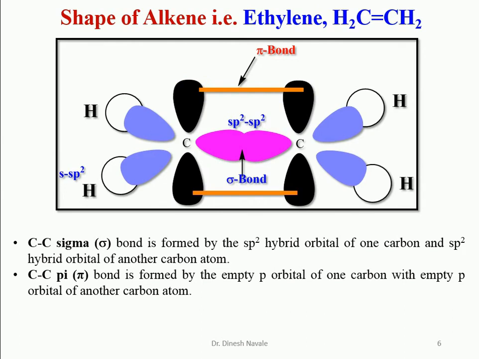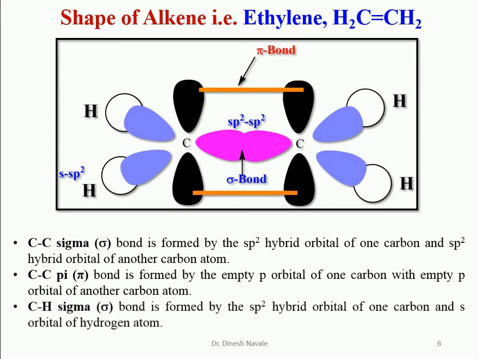So there is a formation of the pi bond by the empty p orbital of one carbon atom, as shown in black, and the empty p orbital of the other carbon atom. There is overlapping above the plane as well as overlapping below the plane, and this bond will be called the pi bond formation. Whereas for carbon-hydrogen, there are CH2 CH2, that means 4 CH bonds.